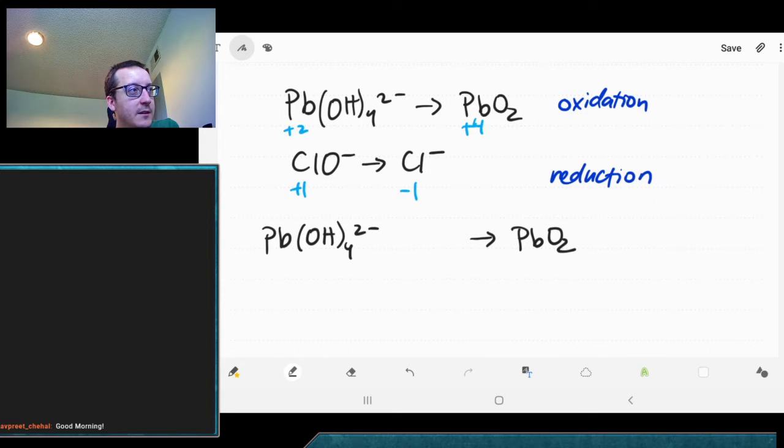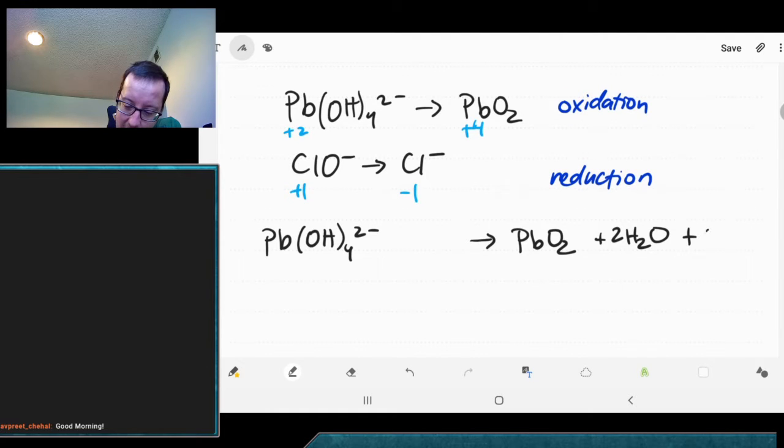Looking at that, first things first, we want to balance our lead. Already done. So next we want to balance oxygens. It looks like we have 4 on the left, 2 on the right. So let's add a couple of waters to the right side. Next we want to balance hydrogen. We have 4 on the left, 4 on the right. We're okay with hydrogen.